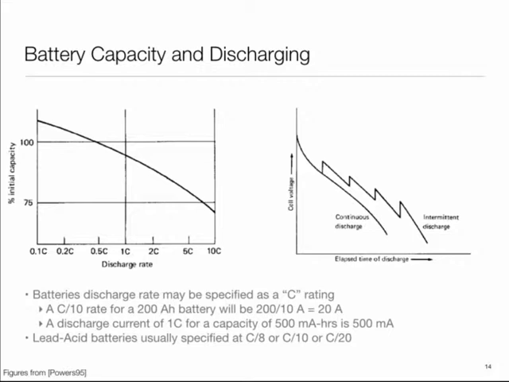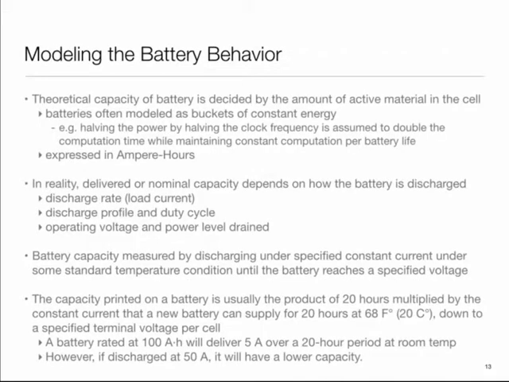For a battery, C may be 1 ampere, in which case 1C would be 1 ampere and 2C would be 2 ampere. So it's normalized to this. I'll come to what it means. But the capacity printed on the battery is usually the product of 20 hours multiplied by the constant current that a battery can supply for 20 hours at 68 degrees Fahrenheit down to a specified terminal voltage.